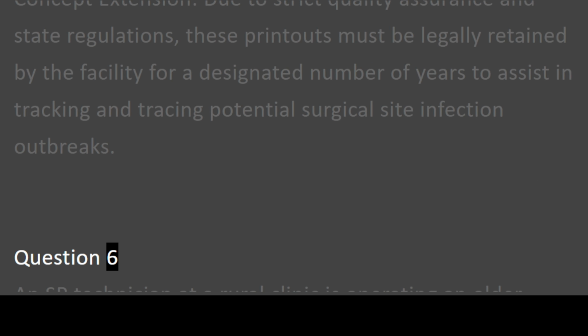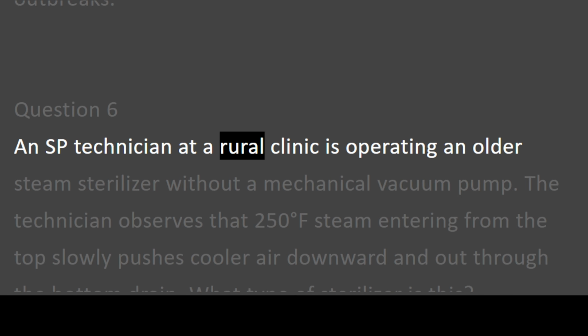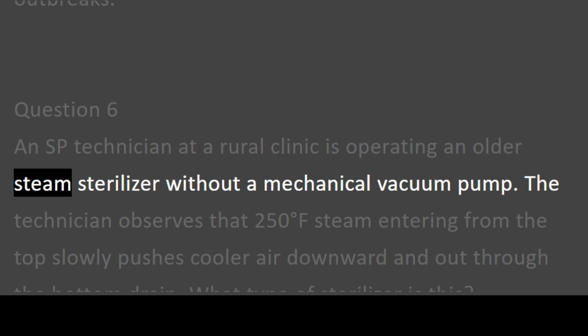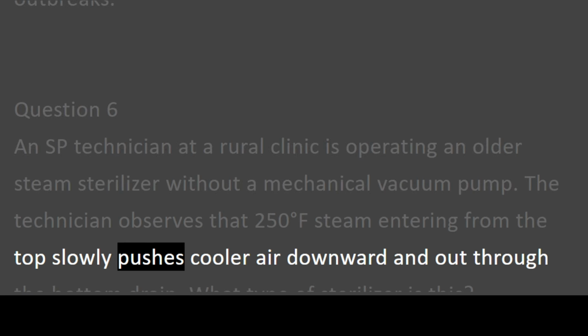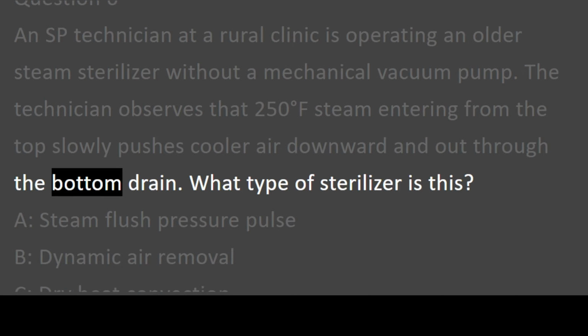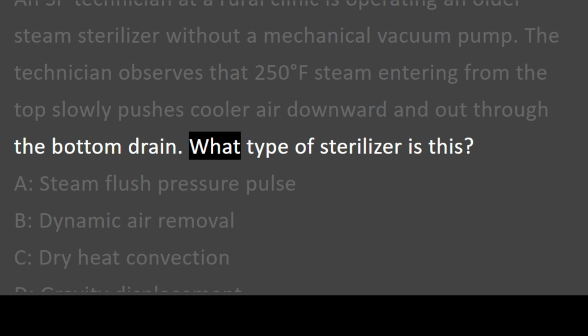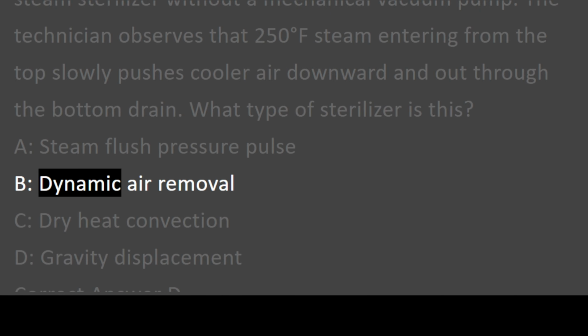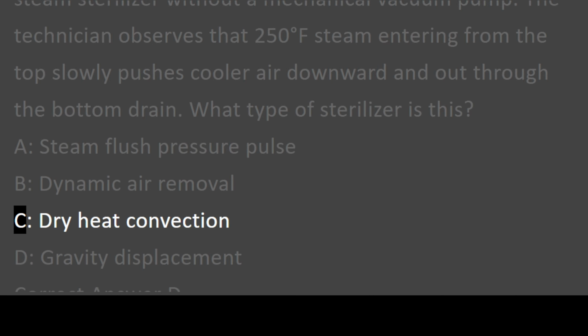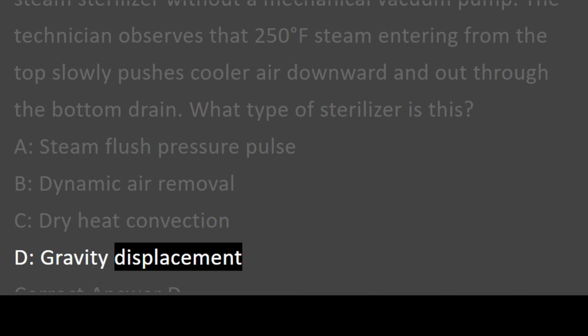Question 6. An SP technician at a rural clinic is operating an older steam sterilizer without a mechanical vacuum pump. The technician observes that 250 degrees Fahrenheit steam entering from the top slowly pushes cooler air downward and out through the bottom drain. What type of sterilizer is this? A. Steam flush pressure pulse. B. Dynamic air removal. C. Dry heat convection. D. Gravity displacement.